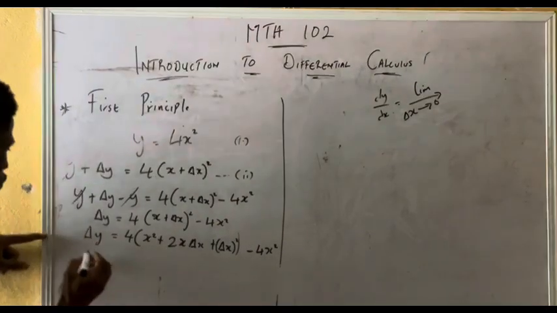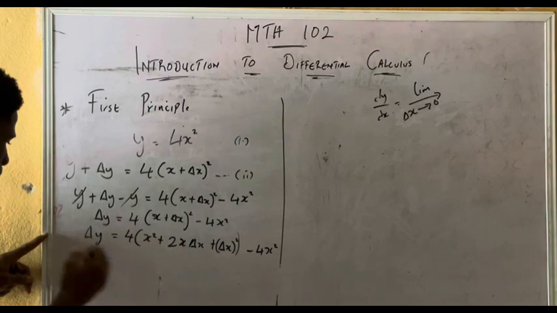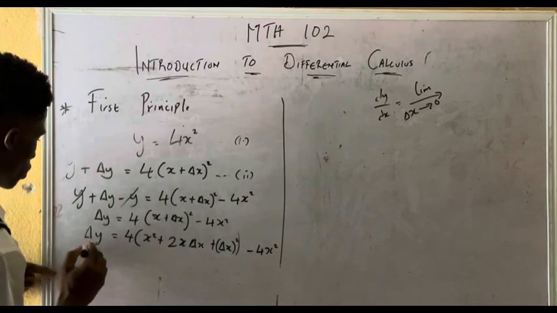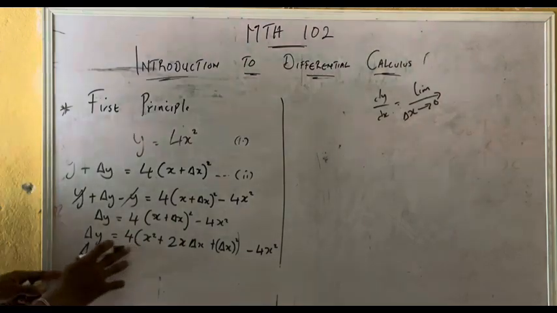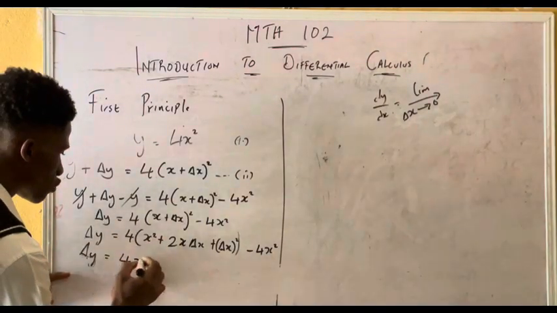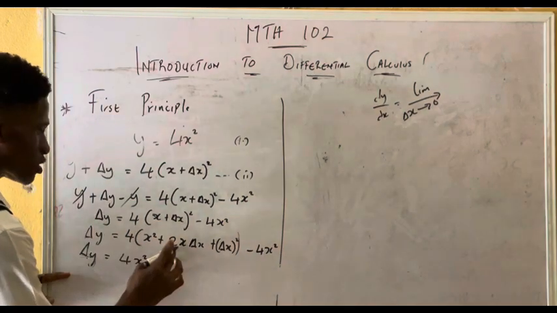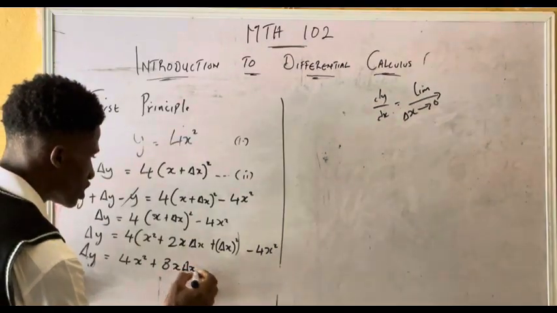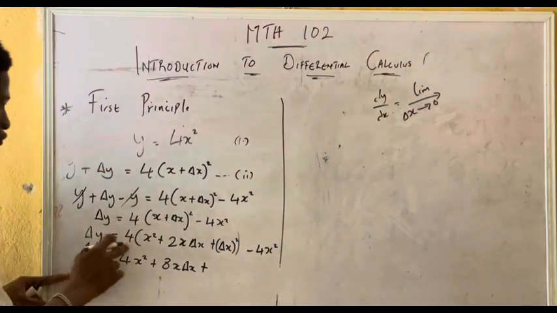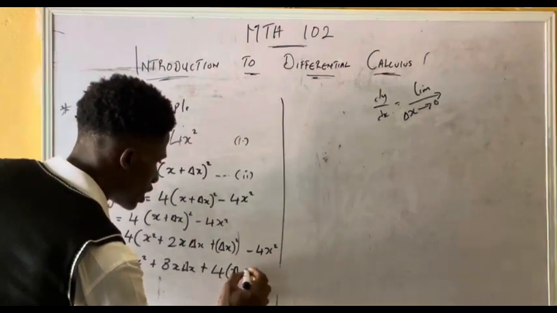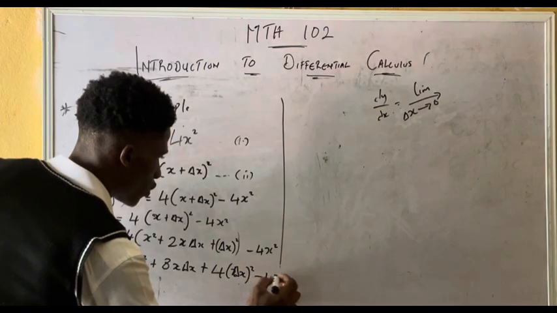Now, we know that changing y is equal to, and let's use this to expand the bracket. 4 times x squared will give us 4x squared. 4 times 2x changing x will give us 8x changing x, plus 4 times this will give us 4 in brackets changing x all squared minus 4x squared.